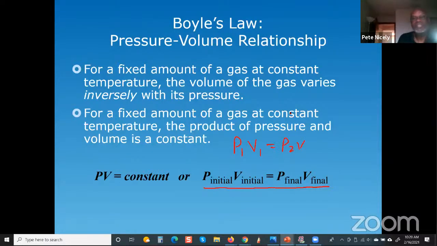Now, the key thing you need to remember about this equation is that it will only work if the temperature is constant and if the amount of gas is constant or fixed. So if the amount of gas is fixed and the temperature is constant, then this relationship will hold. If you vary either one of those two, then this equation will not hold. That's an important thing that you need to recognize about this equation.